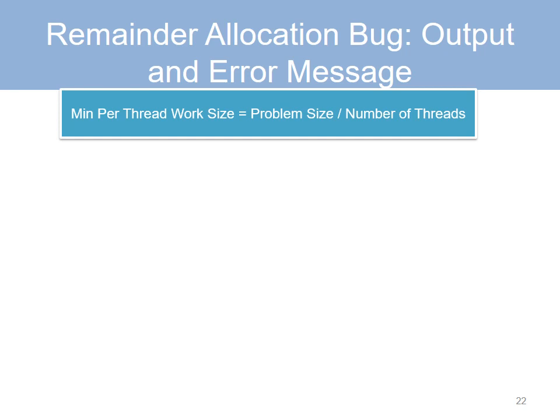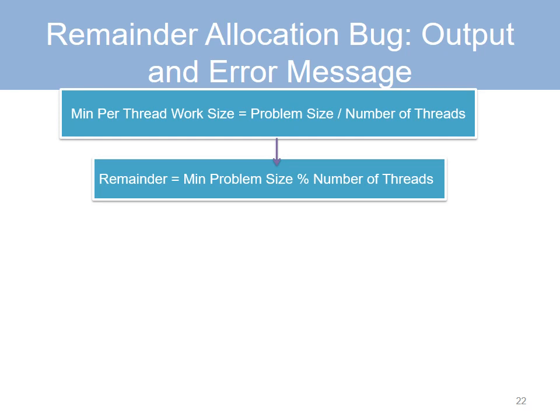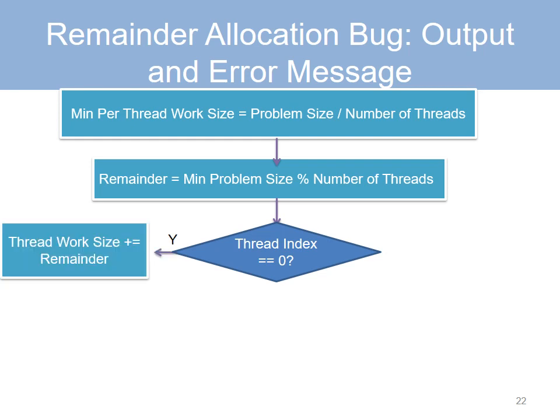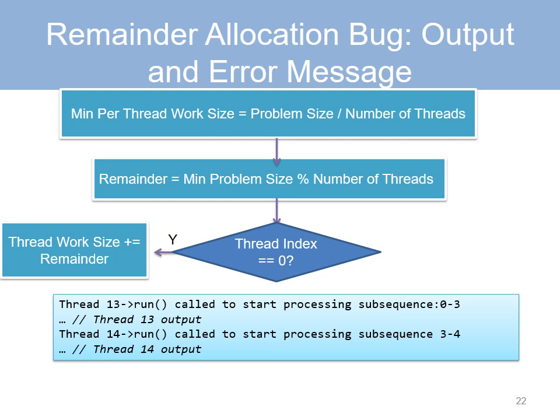So this is the bug there was. So typically when you partition work, it doesn't evenly divide. Okay? So there's a minimum amount of work that every thread has to do, and then there's a remainder left. So this code first calculates how much work each thread should do at the minimum. Then it figures out what the remainder is, and then it figures out which thread we're talking about. If the thread is 0, it gives it all the remaining work, and if it's not 0, it doesn't give it any work. Okay? And the output shows you what's wrong.